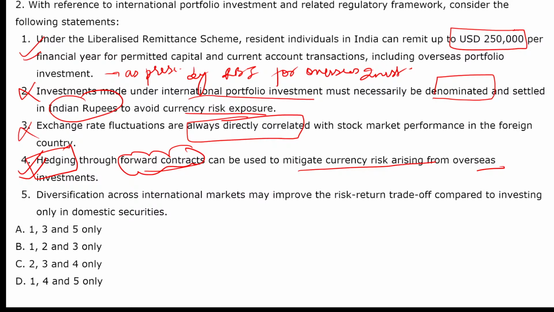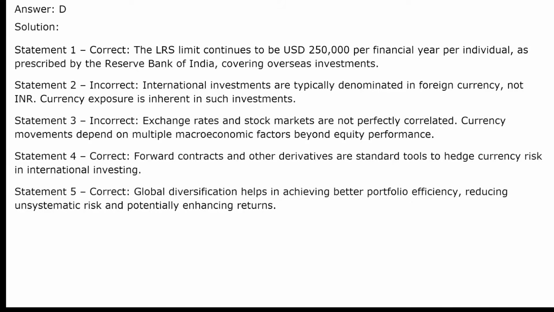Diversification across international markets may improve the return trade-off compared to investment only in domestic securities. Correct. If you diversify across international markets, then yes, the risk-return trade-off will be better. So only 2 and 3 are incorrect. So 1, 4 and 5 are correct. D is the correct answer.